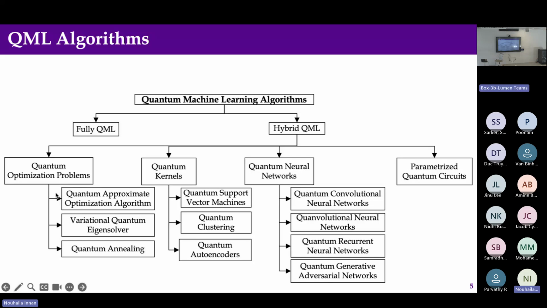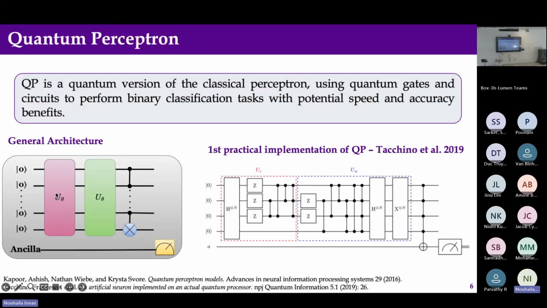Now I will explain a few of the models, starting with the quantum perceptron. So in classical, one of the first machine learning models was the perceptron. That's why I would say it's easier to start with this model, which is a quantum analog of the classical. It's designed to use quantum gates and circuits to perform binary classification tasks. And it extends the capabilities of the classical perceptron by using quantum principles in general.